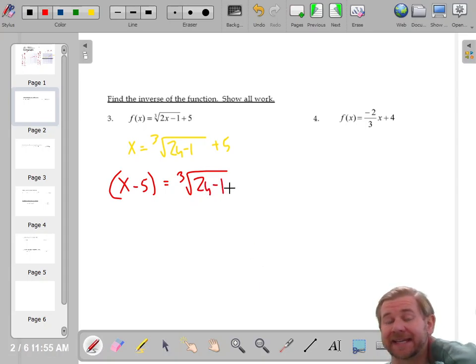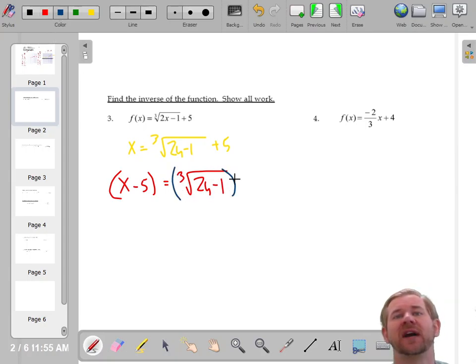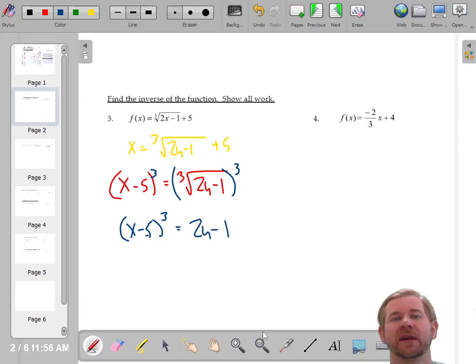And to undo taking something to the 1/3 power, that's cube root, we're going to take both sides to the 3rd power. That'll cancel out the cube root. And I'm not going to expand that. We'll just leave that like that. But on the right side now, you have the radicand, 2y minus 1.